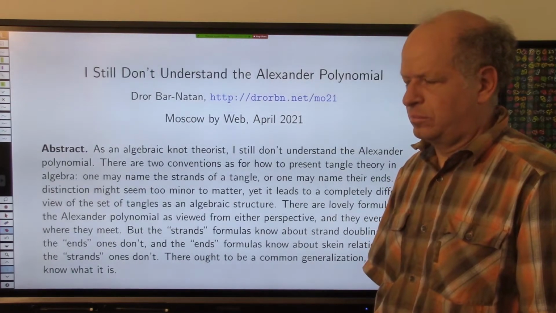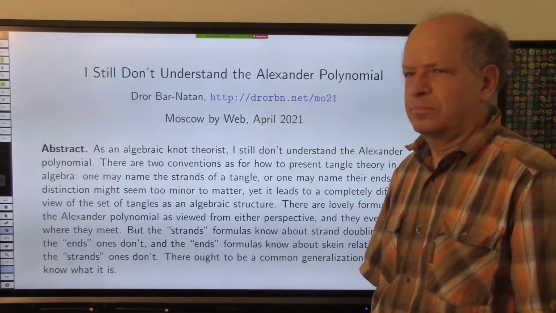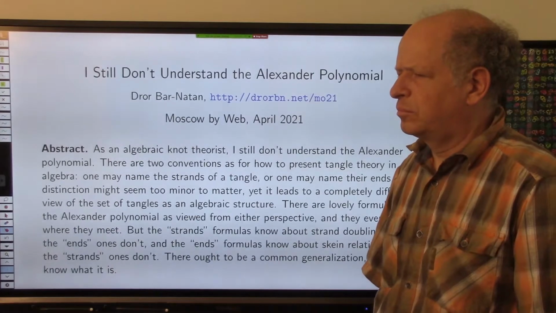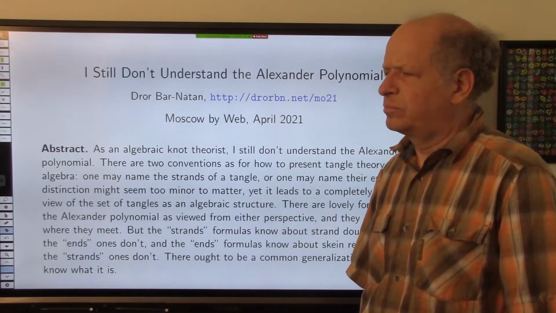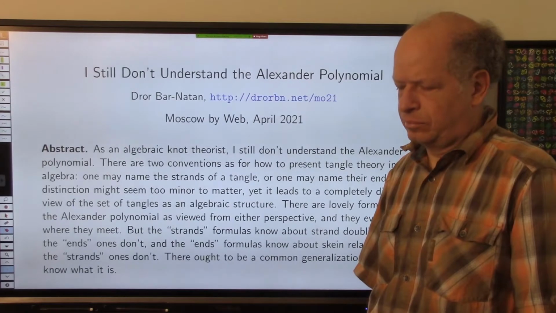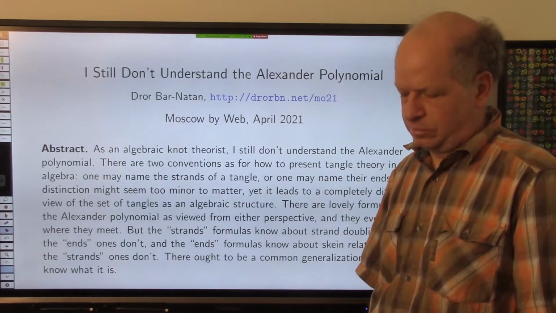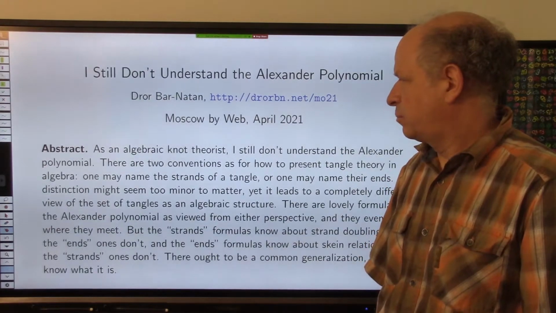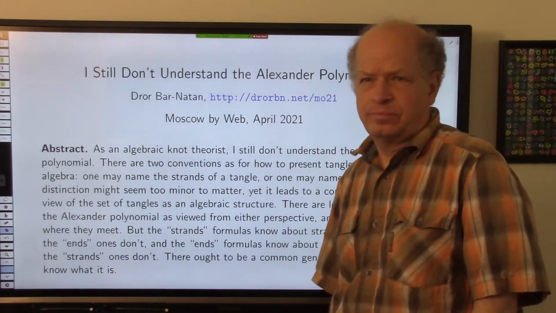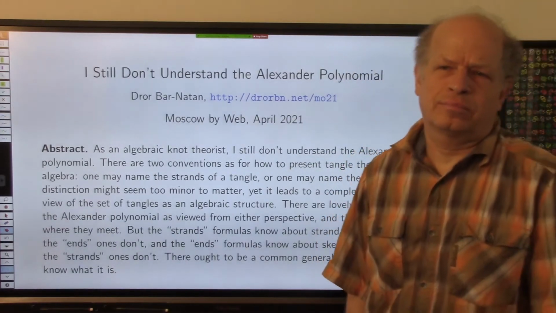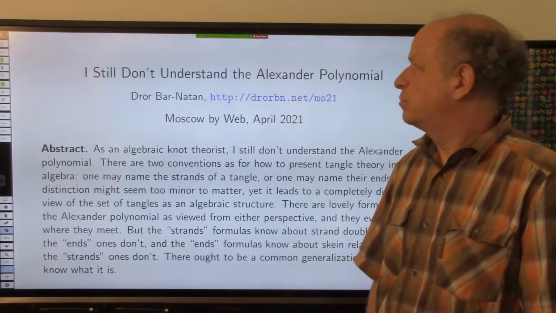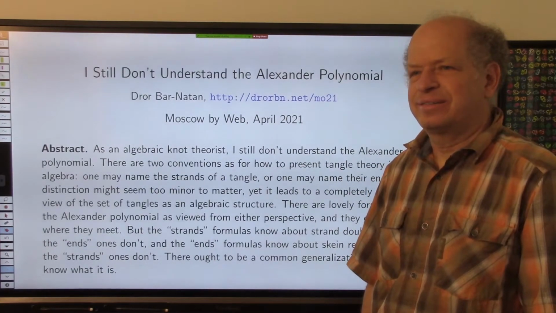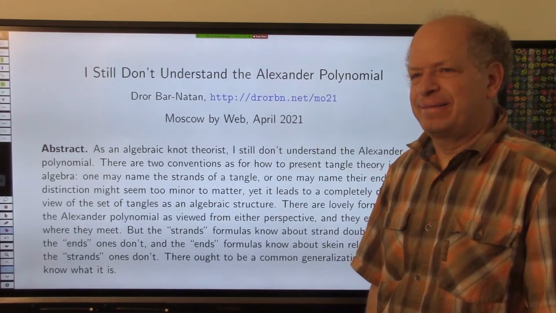about one homology, and actually Dror did quite a lot in knot theory and described a lot concerning many aspects of the most important parts of the knot theory. And today he is going to convince us that he still doesn't understand the Alexander polynomial, and I hope by the end of the talk you will believe it. So Dror, please start your talk.